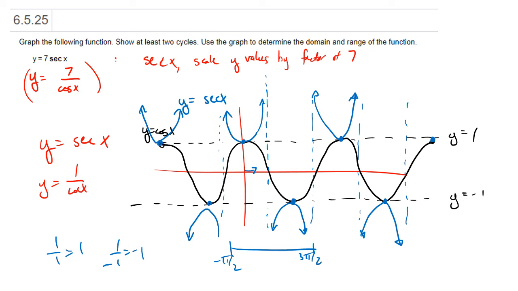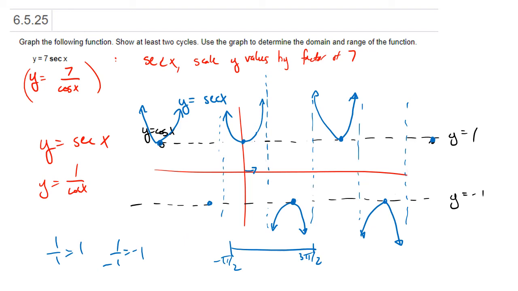Now in this problem, we don't just have secant, we have 7 secant. Well, that doesn't change a whole lot. Instead of coming down to a height of 1, when secant is equal to 1, this function will be equal to 7. So all I really have to do is preserve 2 full periods of secant. There they are, an up and a down and an up and a down.